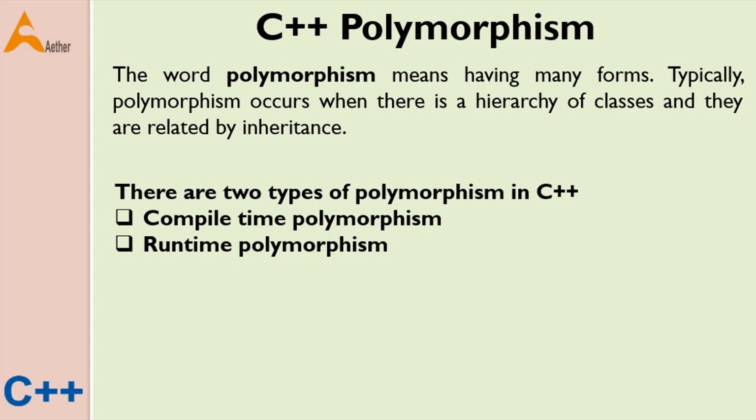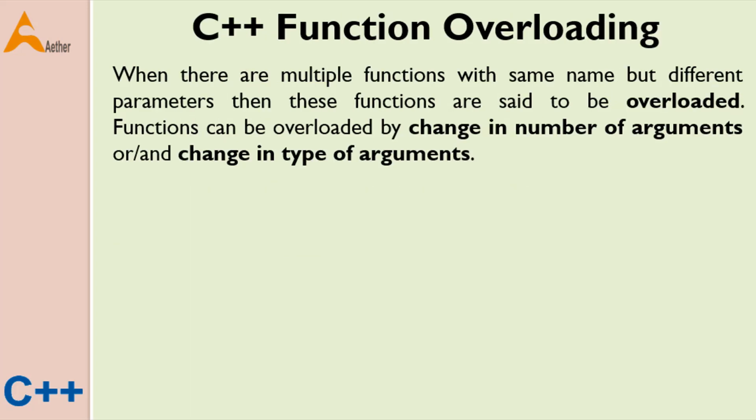Now let's understand compile-time polymorphism. First of all, we will see function overloading. When there are multiple functions with the same name but different parameters, then these functions are said to be overloaded. Functions can be overloaded by change in number of arguments and/or change in type of arguments.